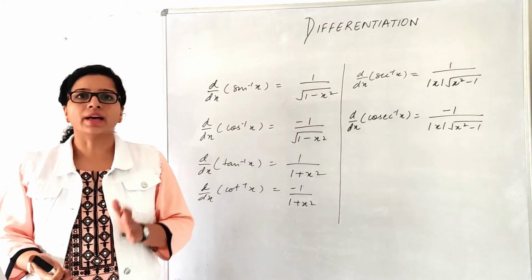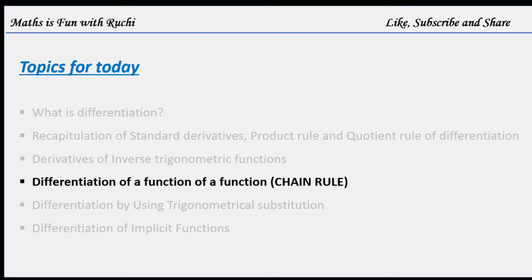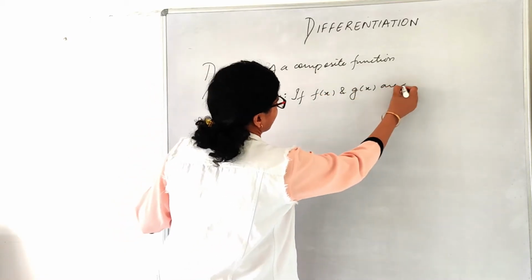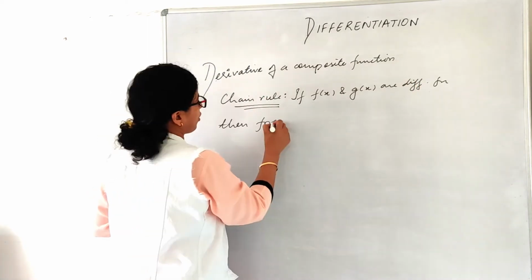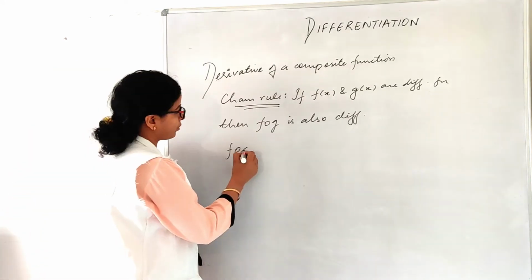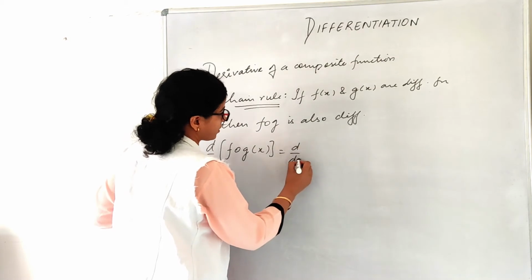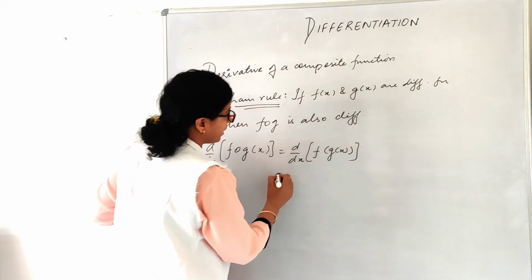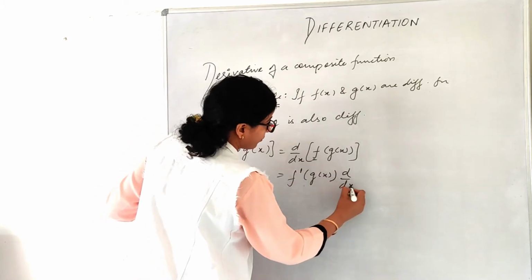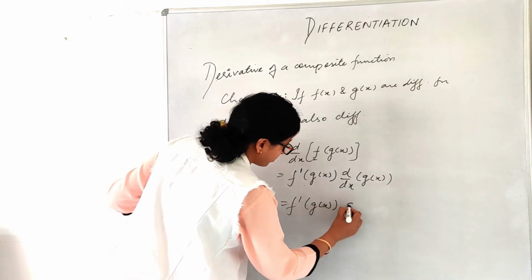Now let us take the derivative of a composite function. How do we find the derivative of a composite function? By using the chain rule. If f(x) and g(x) are differentiable functions, then fog is also differentiable. And how can we find the derivative of fog? If we want to find the derivative of fog, d upon dx of f(g(x)), it becomes first the derivative of f and then the derivative of g(x). So basically it comes out to be f dash g(x) into g dash x.